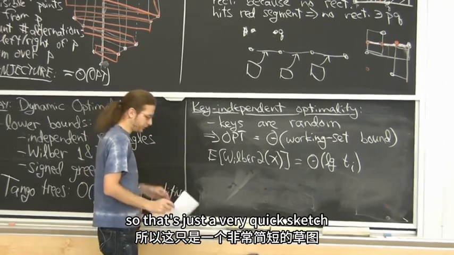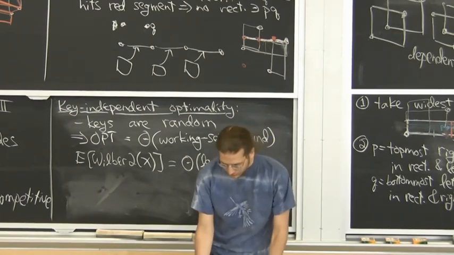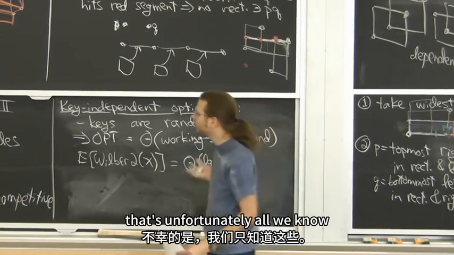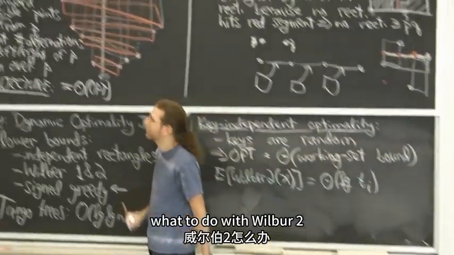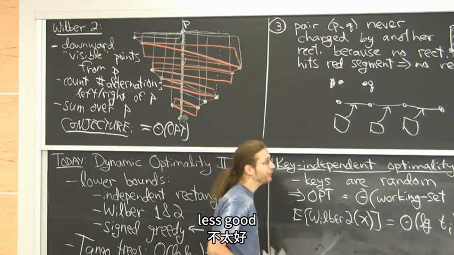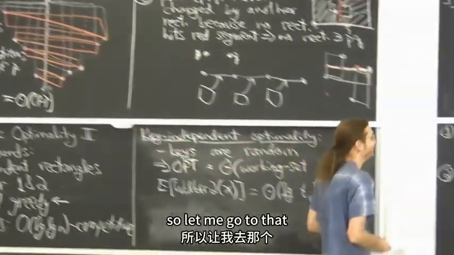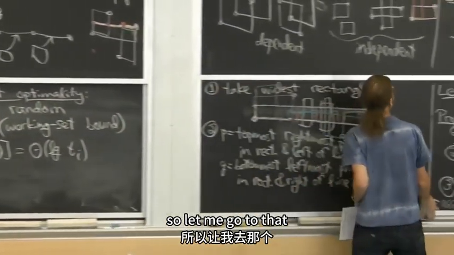Okay, so that's just a very quick sketch. If you're interested, check out the paper. That's unfortunately all we know what to do with Wilbur 2. But there's this other bound, Wilbur 1, which seems less good, yet we can do a lot more with it. So let me go to that.